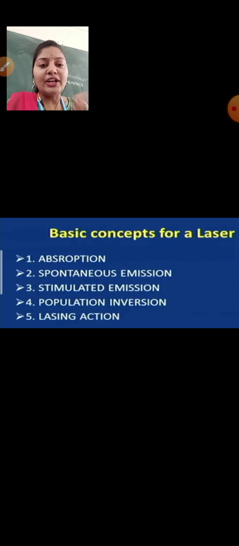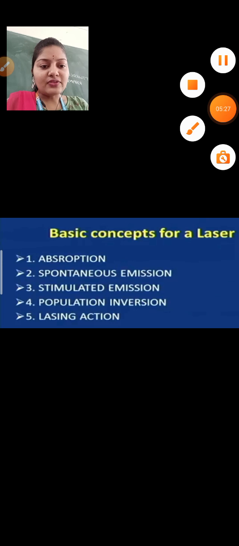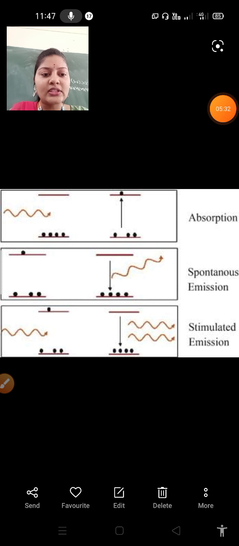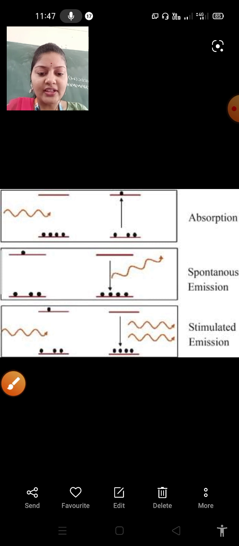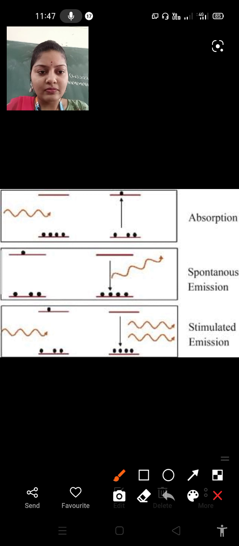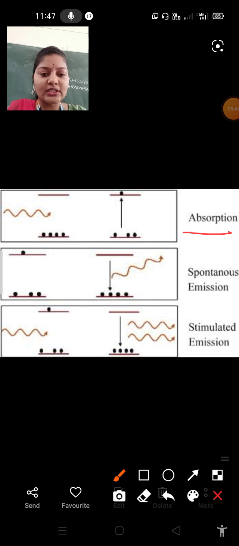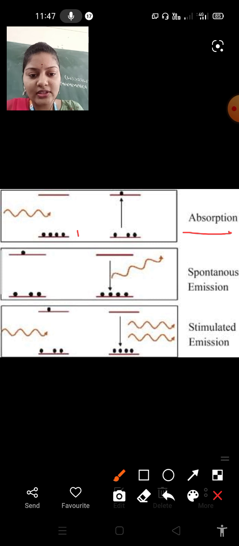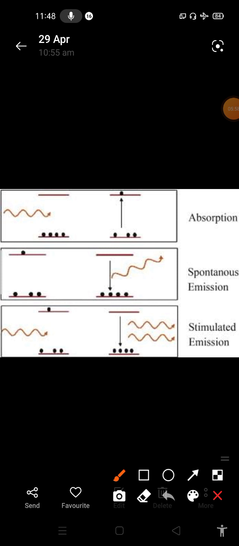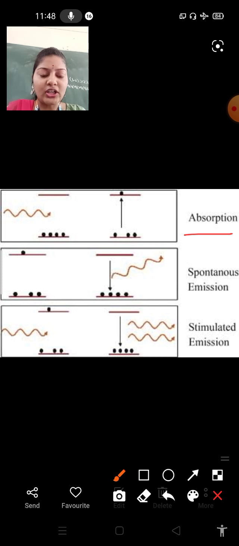What are those? The first one is induced absorption. See what is induced absorption. Induced absorption means, see the first picture. In this induced absorption, this is the energy level E1. See here in the first picture, this is induced absorption.